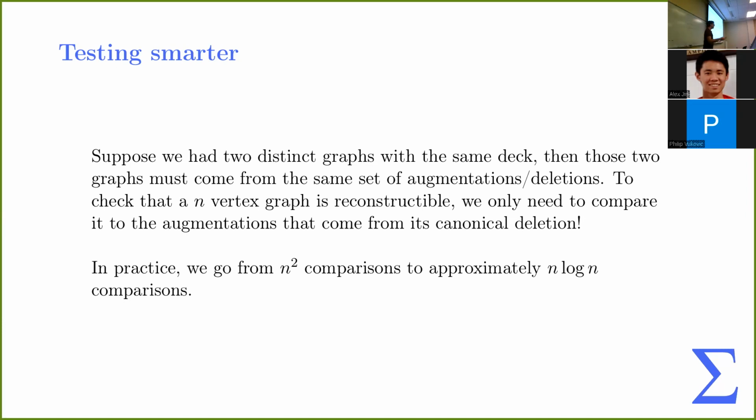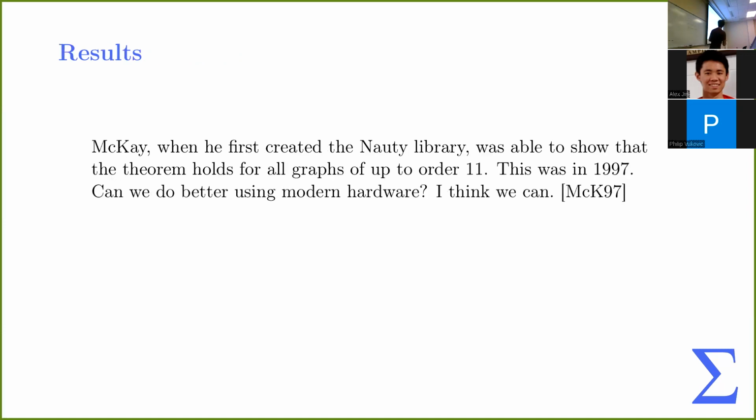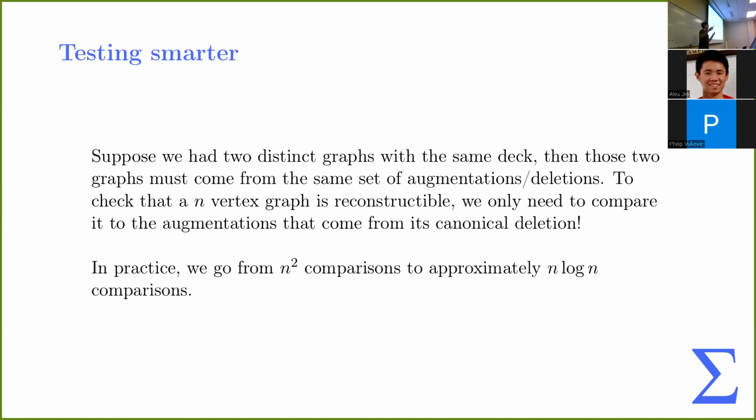And what he realized was that this talk of deletions that we had and this talk of decks are very similar, right? Specifically, if you've got an n vertex graph and want to check if it's reconstructible, all you need to do is compare its augmentations to the canonical deletion. So do I have a picture here? No. Does that make sense to people? That took me a little bit to understand.